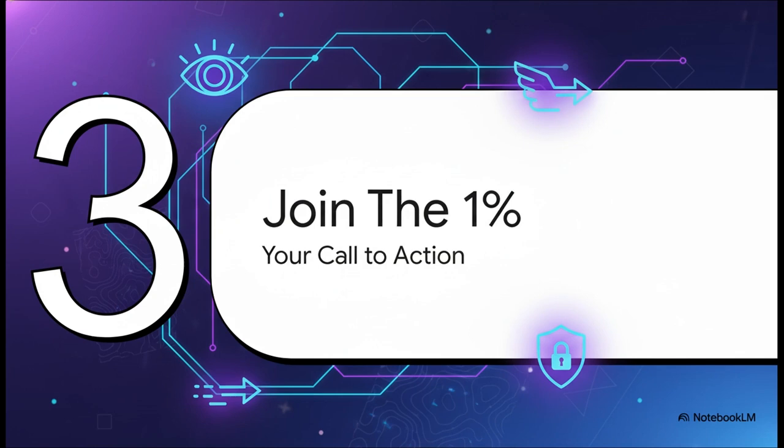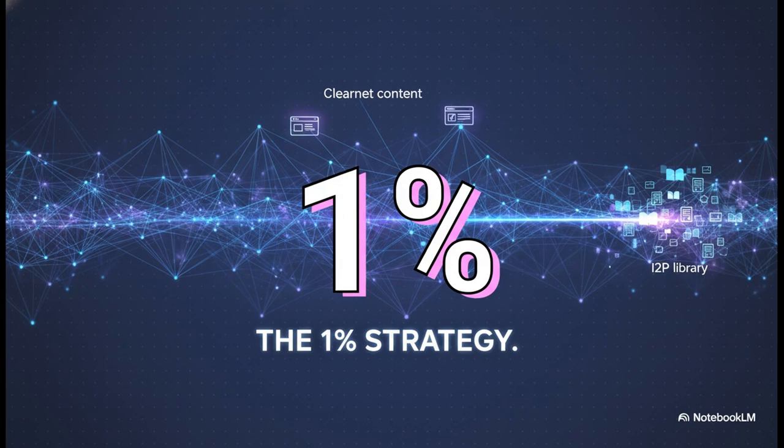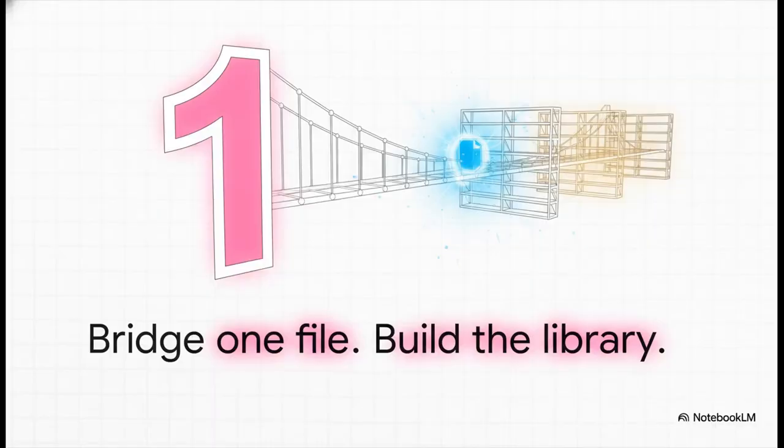Now it's time to put it all together. This is your call to action. What if I told you we don't even need everyone to do this? There's this idea called the 1% strategy, and it suggests that if just 1% of users, just 1 out of 100, bridges content from the ClearNet, the I2P library could become totally self-sustaining. That's right, just 1% of us can build a better library for everyone. So the mission here isn't to boil the ocean. It's so much simpler than that. Bridge 1 file using these fixes. Just 1. Do that, and you help build the library for good.